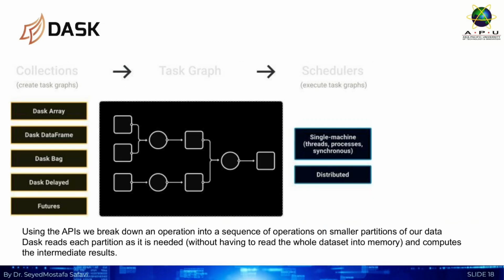This slide explains how Dask handles big data without hogging your memory. Instead of trying to read a massive dataset all at once, Dask cleverly breaks down every operation into sequences on smaller partitions of your data. It only reads each partition as it's needed. This is an incredibly efficient way to compute intermediate results, and is key to why Dask can handle datasets larger than the RAM on your machine.